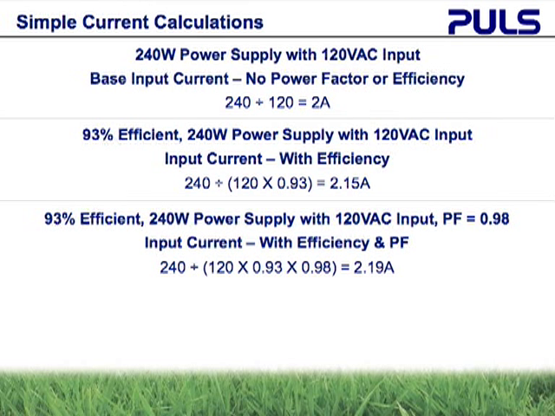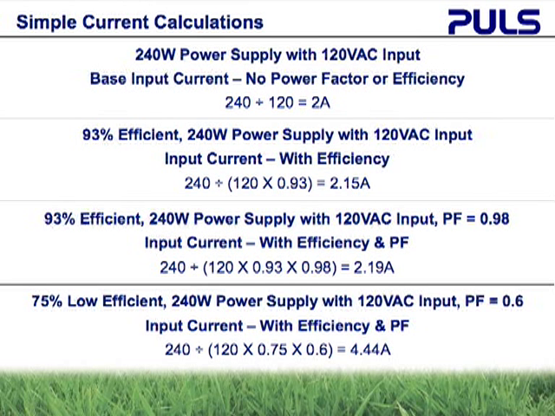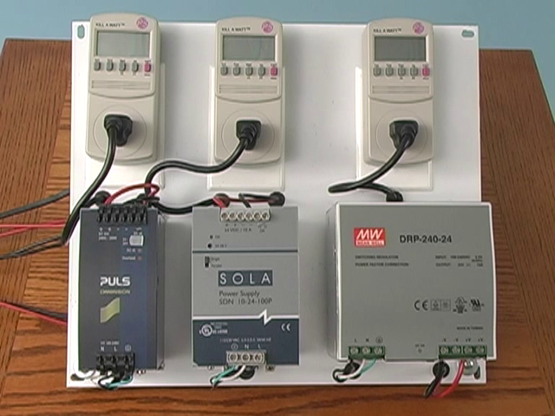However, if we take a different 240 watt supply with only a 75% efficient rating and a power factor of 0.6, the current calculation is more than 2 times that of the previous supply with high efficiency and power factor. Since both power supplies do the same amount of work, why would you want to pay more than twice in energy cost? Let's take a look at a working example of several 240 watt supplies.